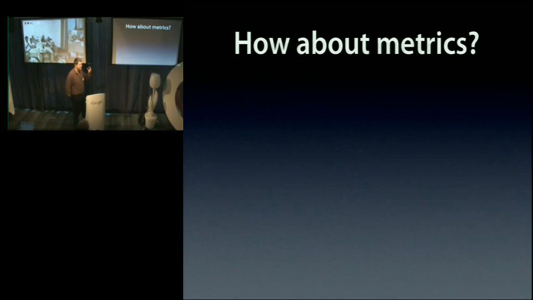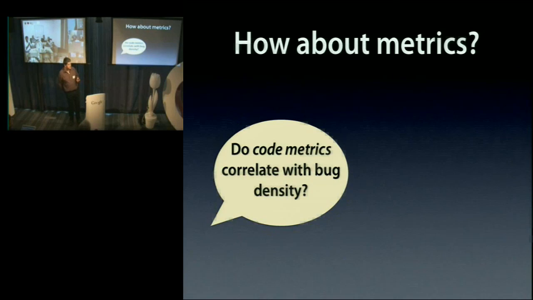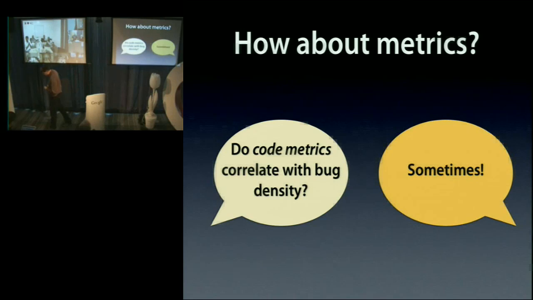We looked at code metrics just to have fun. You know, there's a big branch in software engineering that takes care of complexity metrics and all that. Do complexity metrics correlate with bug density? We looked at that, and the answer to code metrics is sometimes. Sometimes they correlate, sometimes they don't, which is, from a scientific standpoint, more or less worthless.